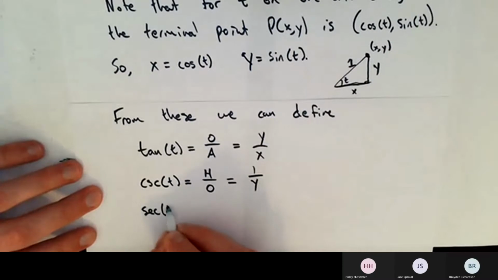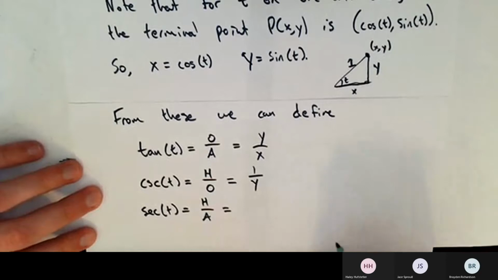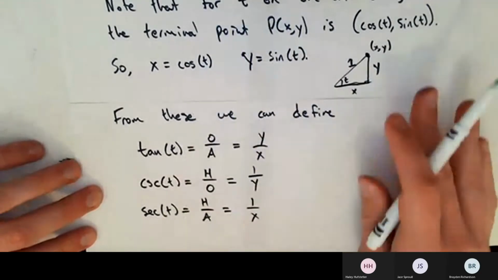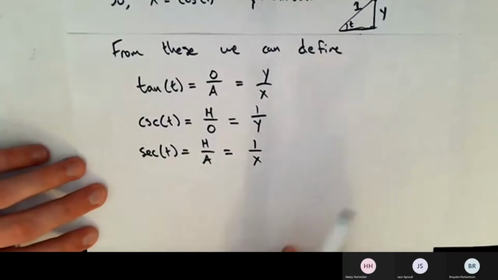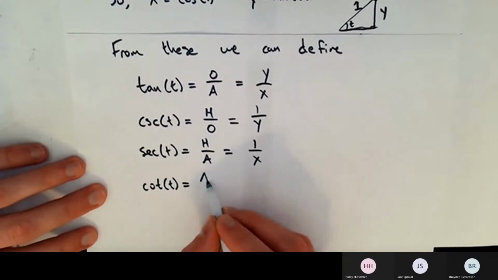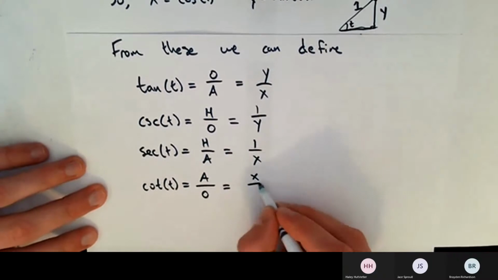And then secant of t is hypotenuse over adjacent, which is 1 over x, so the reciprocal of cosine. And then finally, we have cotangent of t is adjacent over opposite, the reciprocal of tangent, so we're getting x over y.